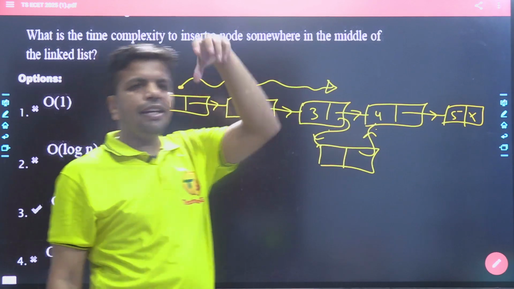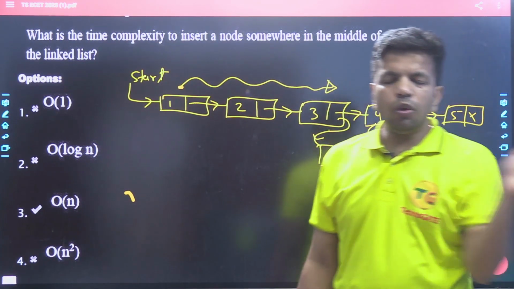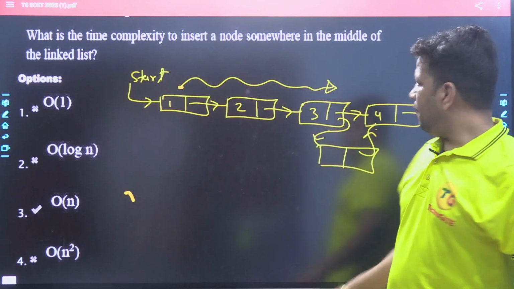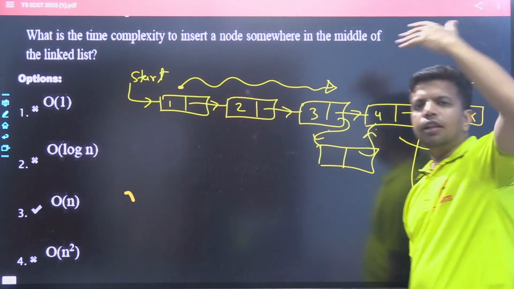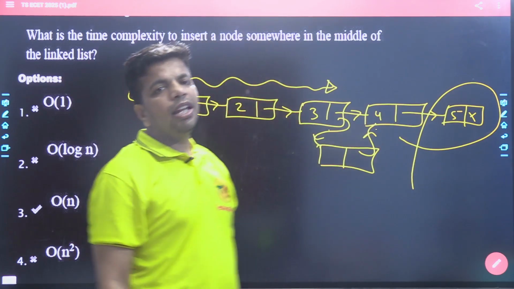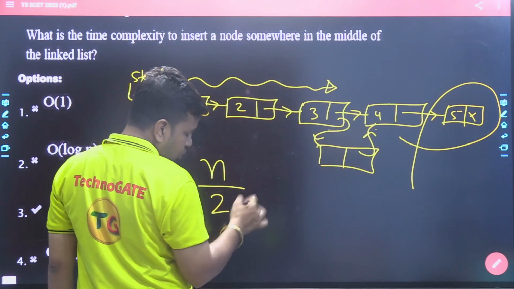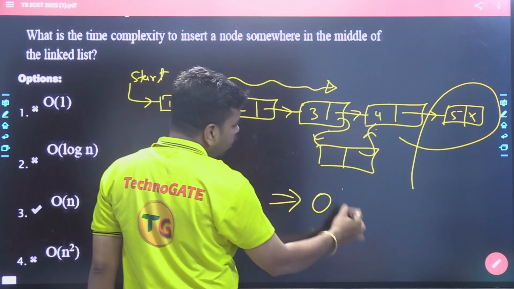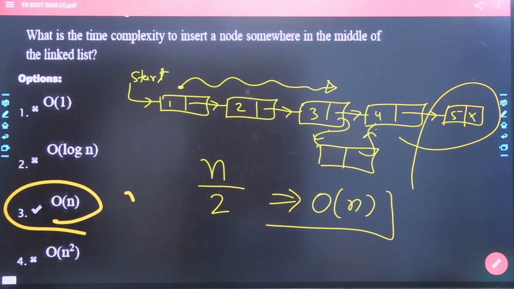If it is exactly in the middle, then n by 2 comparisons we need to do, or we need to travel at least half the elements. If it is almost the last node, then I need to travel till the end. So what would be the complexity? Can we say the complexity is somehow n by 2? Divide by 2 is a constant value, so you can go with the value n. So we can go with answer number C. Third is your answer. Got it?